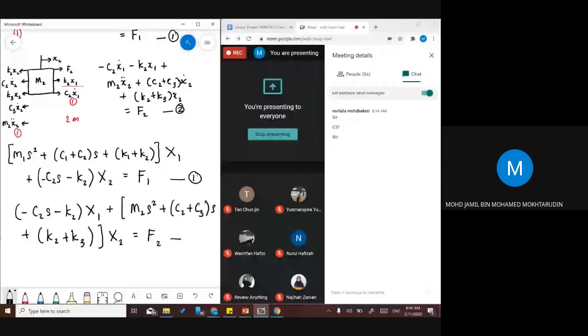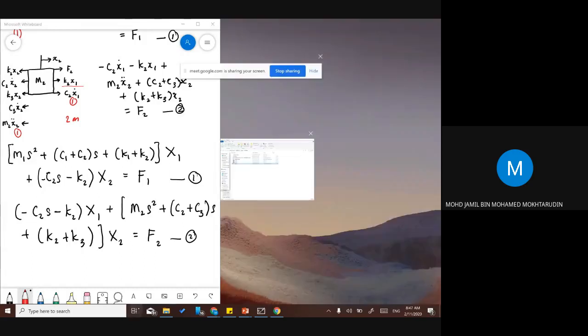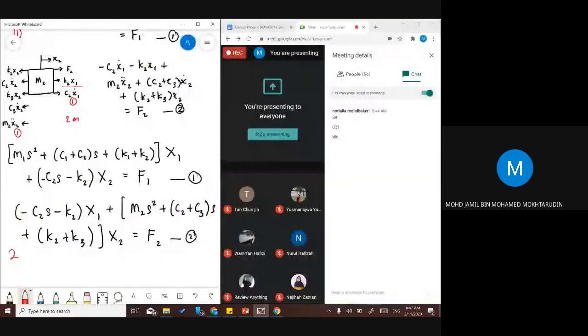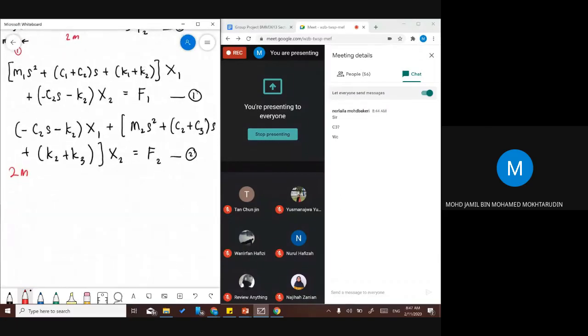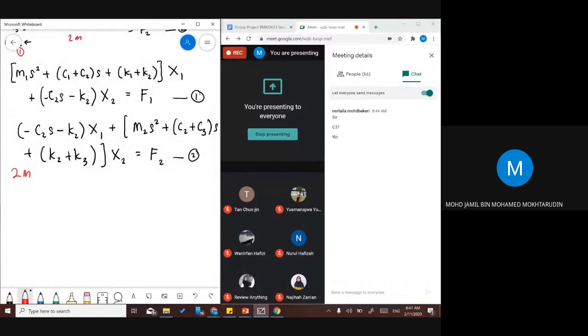Okay, so if you have any of these four equations written, tak kisahlah dalam frequency response ke, dalam time response ke. So ada dua equation ni, dapat dua markah lagi. Dua markah lagi, okay. Make sure equation dia betul lah. Kalau letak sini kosong for example, pandai-pandai lah tolak markah.